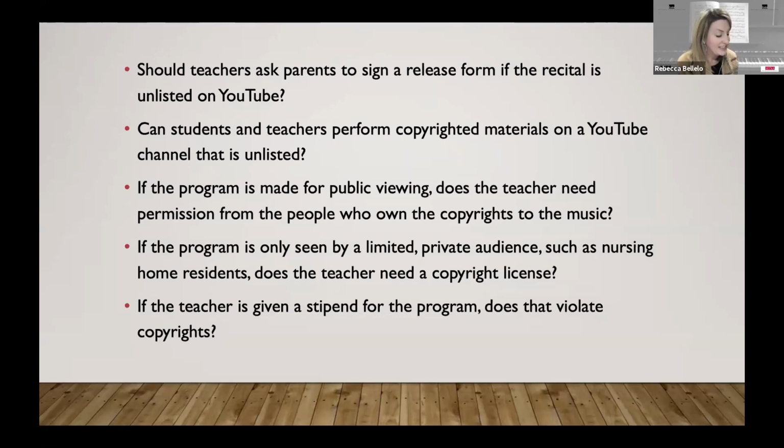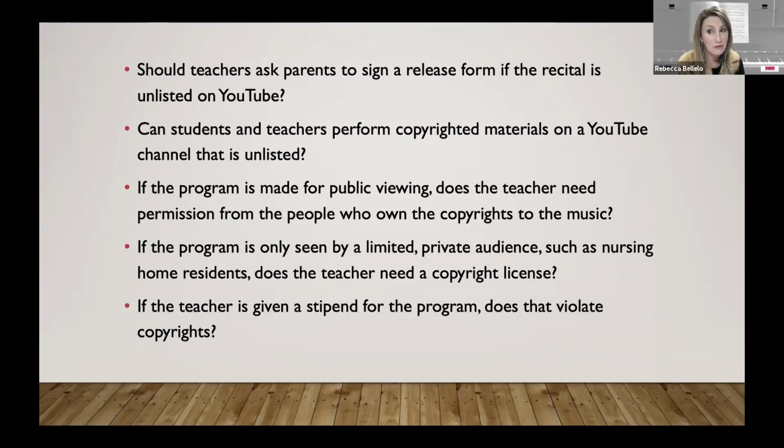MTNA also says to check with the platform that you're using. Some platforms like YouTube or Facebook may have some licensing agreements already in place with copyrighted music. So you might want to check with them as well and read over their information about posting performances.